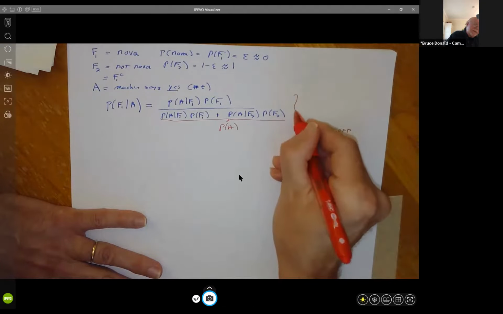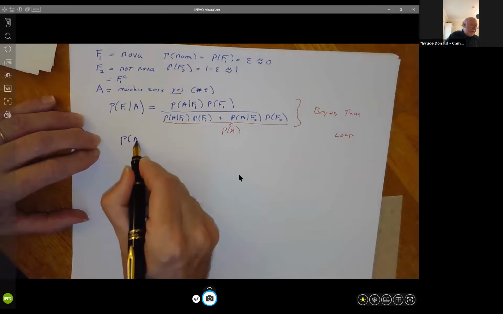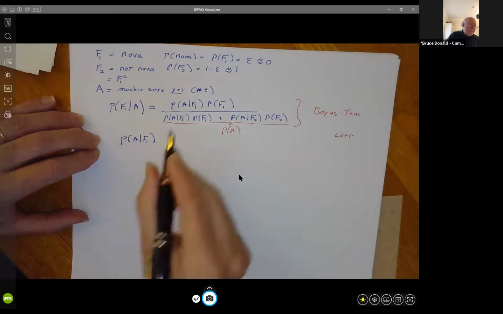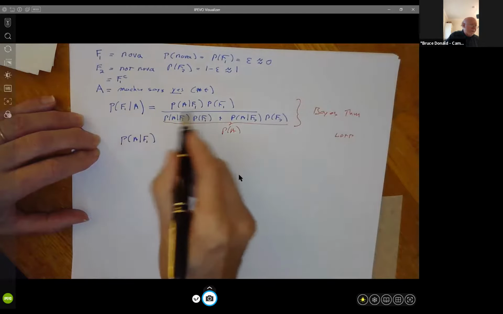So some of these are pretty easy. I'd like to compute first the probability of A given F1. Why? Because it's the first term here. So here, let's look at the code again. I think that will be instructive and see what's going on.